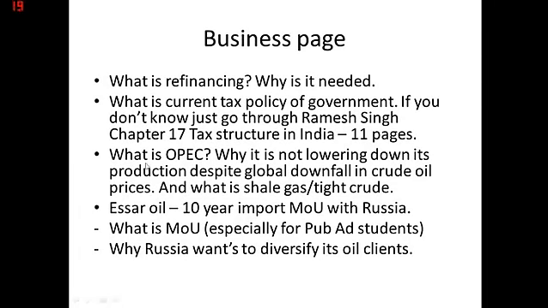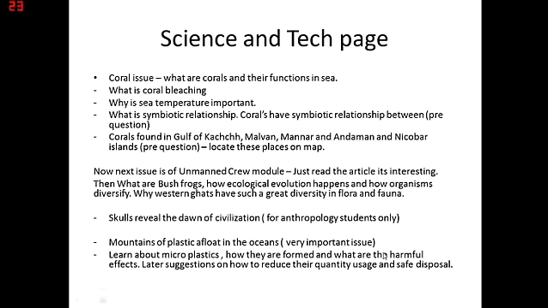Then another issue is the OPEC article. Why is it not lowering its production despite the global downfall in crude oil prices, and what is shale gas or tight crude? These are the questions you can answer after reading that article. Then SR oil, 10 years import MOU with Russia. What is MOU? Memorandum of Understanding, this is the full form. This is especially for PubAd students, and why Russia wants to diversify its oil clients, this is for general studies. You should be able to answer this after reading the article.